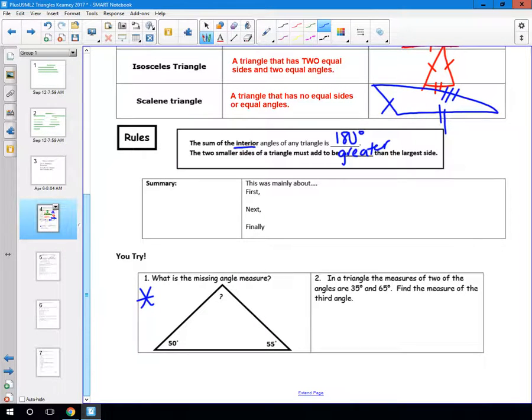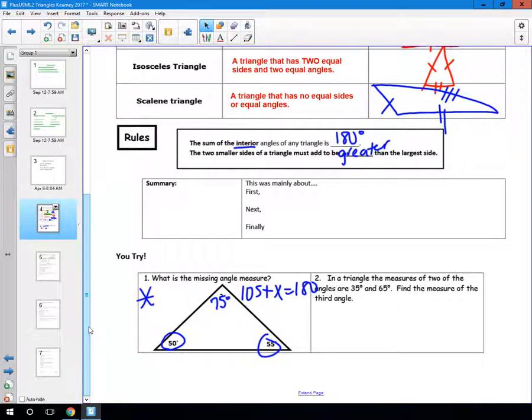And so what do we say that all the angles in a triangle add up to? That's right, 180. So what I can do is add 50 and 55, and that gives me 105. So 105 plus what would give me 180? I can work backwards and say 180 minus 105, and I get that this angle must measure 75 degrees. Now, if I wanted to check to make sure this was correct, how could I do that? That's right, I could add all 3 up, and they should give me 180. Okay?